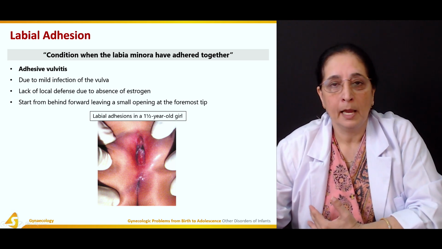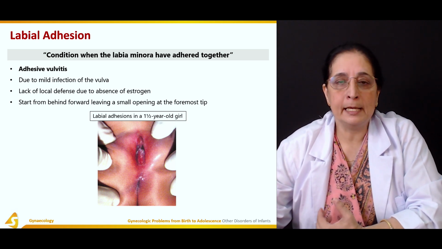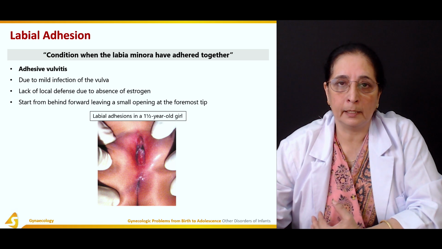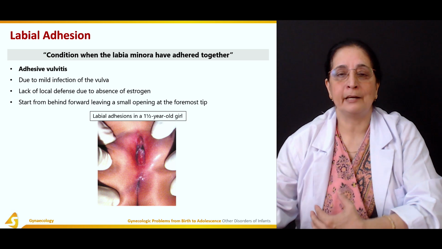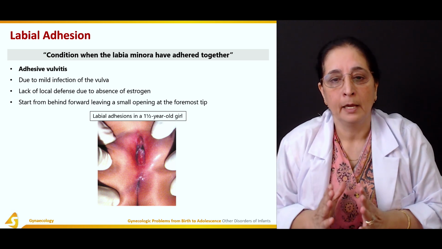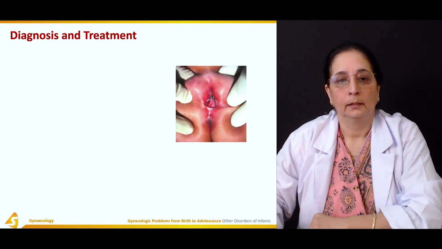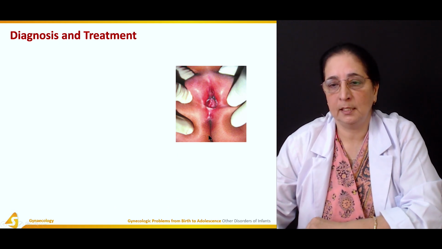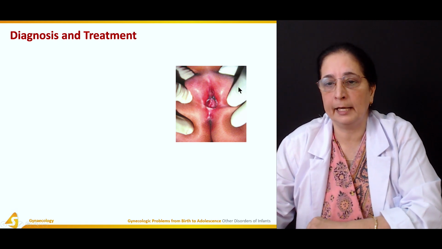Infections are common, and as a result we usually see adhesive vulvitis. Adhesive vulvitis occurs because there is more chance, or the girl is more prone to infection, because of decreased defense mechanism due to absence of estrogen. For diagnosis and treatment, here also you can see a picture where we have the labial adhesions.